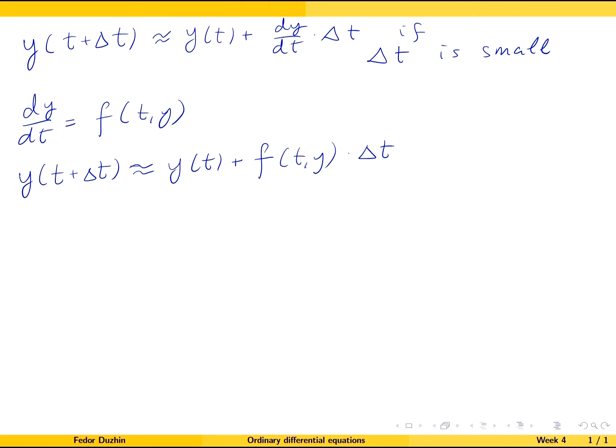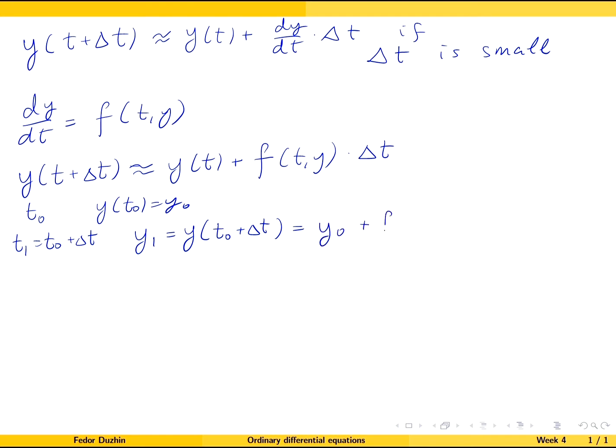Now suppose that we want to approximately compute the value of our solution at consecutive points. Suppose that we have our point t0, and we know that y of t0 is y0. And then we have, say, t1, which is t0 plus delta t. And then we want to compute y1, which is y of t0 plus delta t. According to this formula, it is going to be y0 plus f of t0, y0 times delta t.